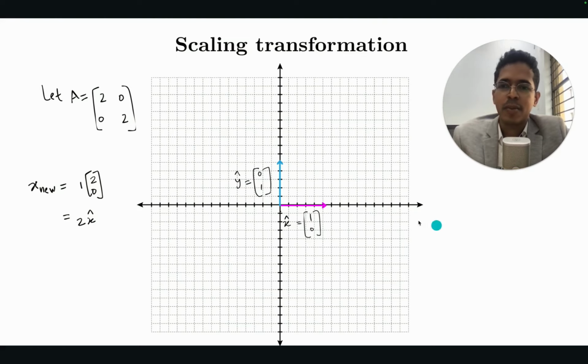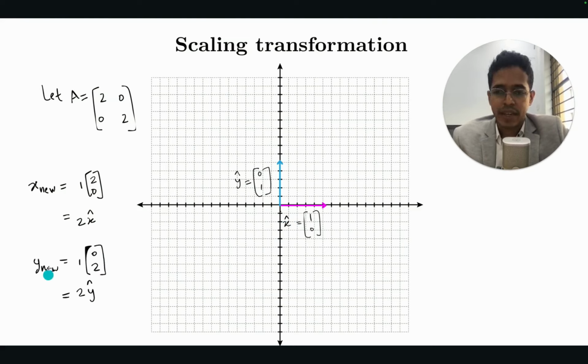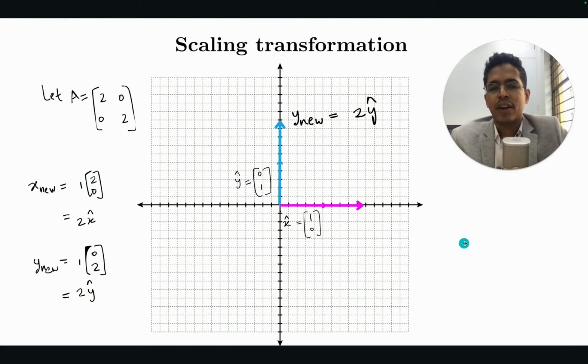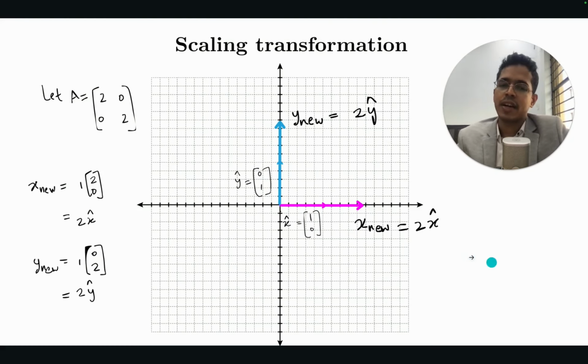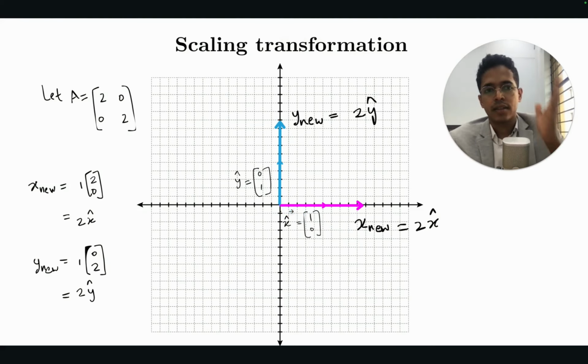Unit vector x cap will be the first column of A, which will be 2 times the original unit vector, right? And the new transformed unit vector y cap will be 2 times the original unit vector y cap, and this is what it looks like, right? So why do we call this scaling? We call this scaling because what's happening to the vector at the end of the day is just that it's getting multiplied by a constant. The vector is not rotating. Nothing else is happening to these vectors.